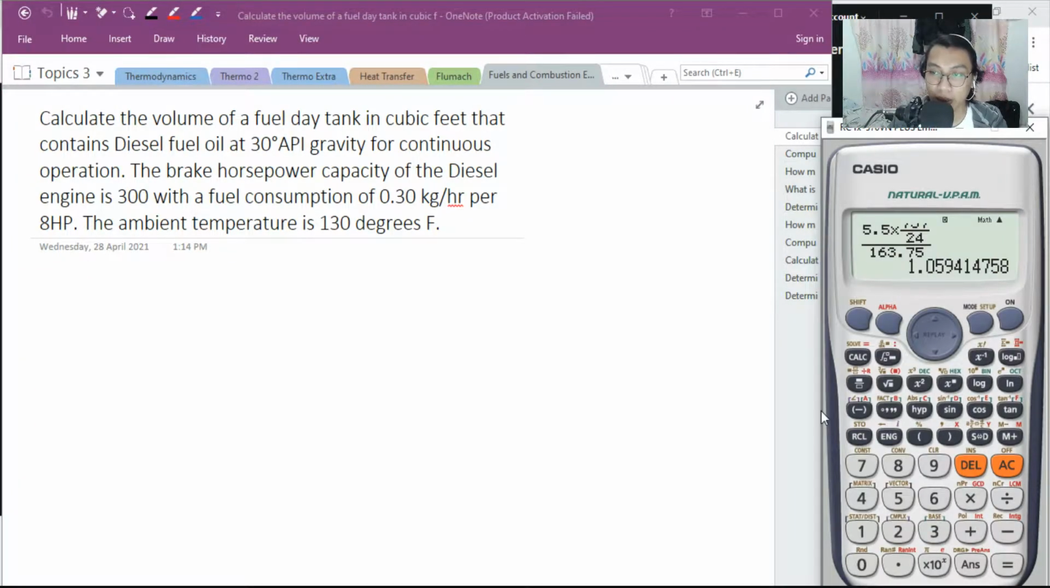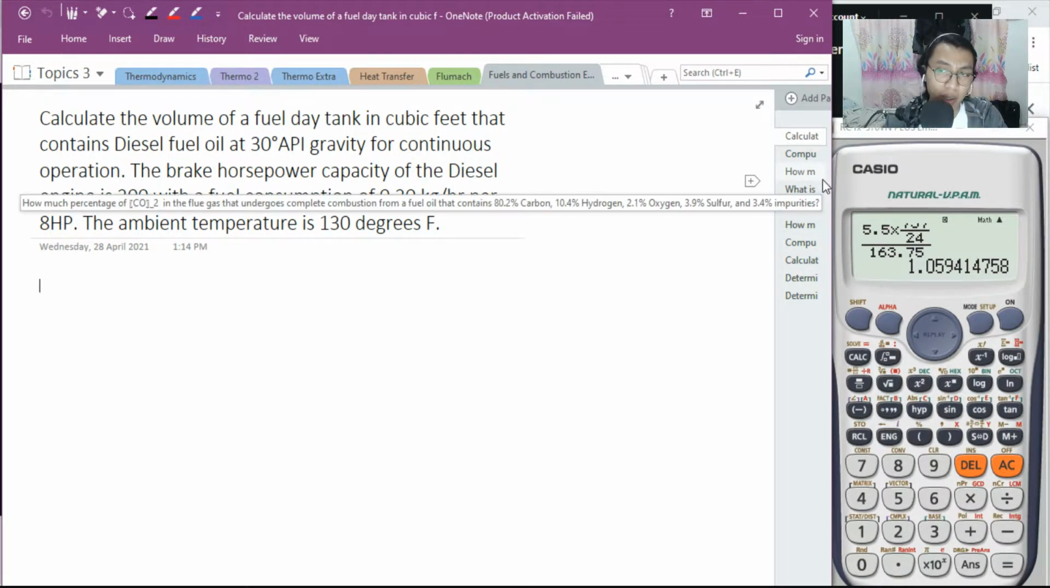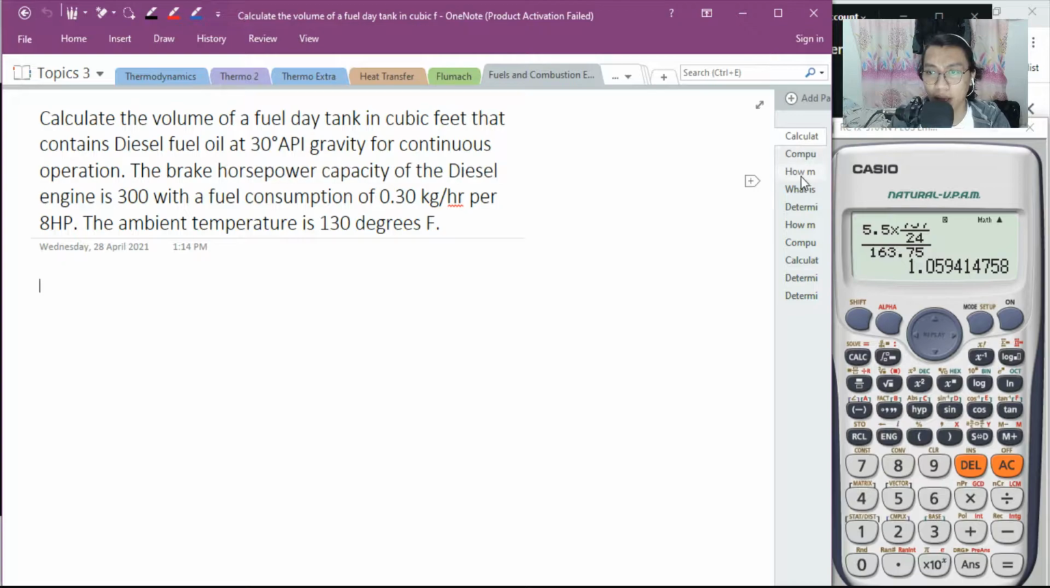Okay, let us go with another extra problem set pagdating ng inyong fuels and combustion. So I have here 10 problems again. So every 5, mag-take a pause tayo.